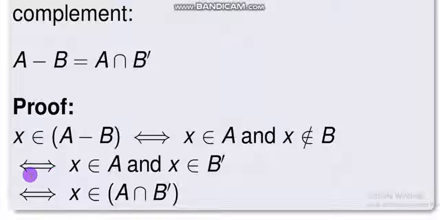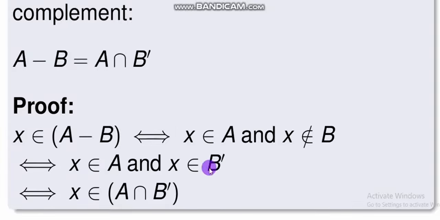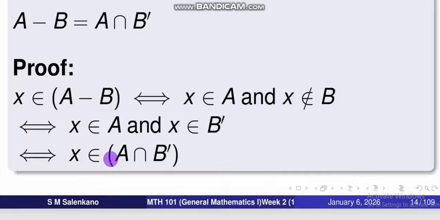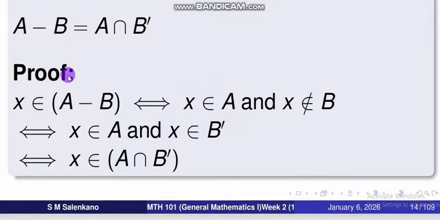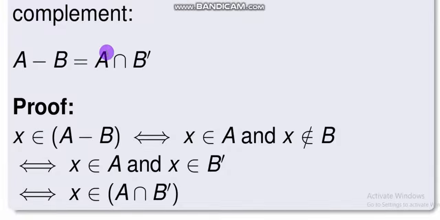So we can proceed and say if and only if X is found in A and X is also found in B complement. If X is an element of A and X is also an element of B complement, then it means X is in the intersection of A and B complement. You see, so we can say if and only if X is a member of A intersection B complement, and this is why we say A minus B is equal to A intersection B complement.